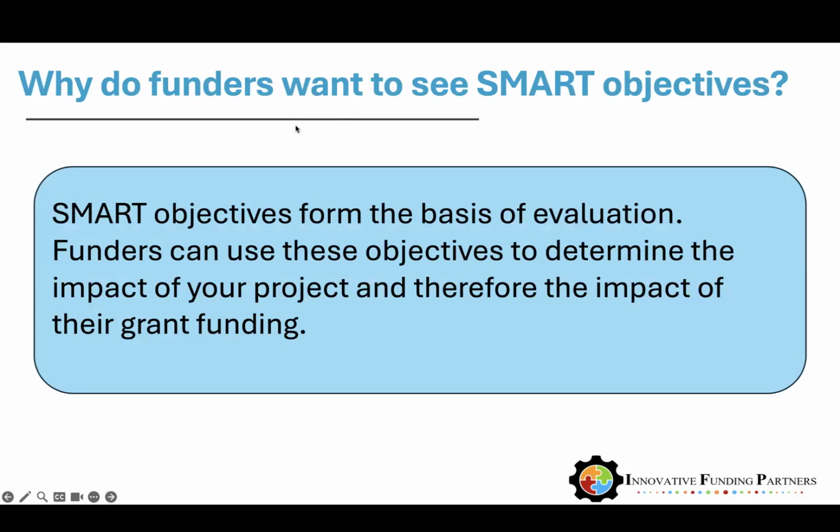Like I just said, sometimes this can feel like jumping through hoops, but it's for a good reason. Funders want to see SMART objectives because that's the basis of evaluation. At the end of this project period, they want to know, how did you spend the money and what effect did it have? We can use these SMART objectives to determine the impact of your project and the impact of their grant funding. If you are receiving foundation funding, they're going to have to report up to their board about, okay, this $100,000 award we made, this is what they did. And you can't say that in just a broad statement. You need some actual measurable outcomes to be able to report.